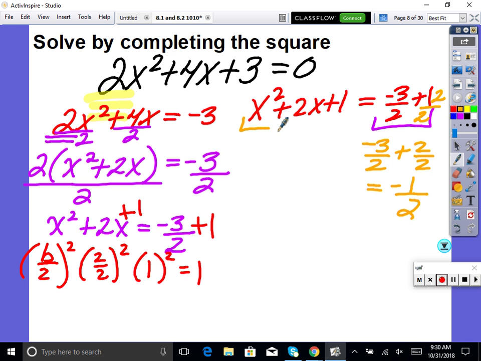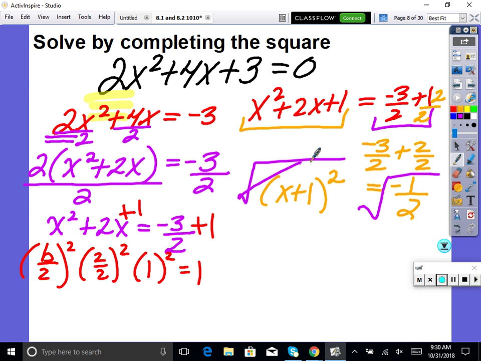What would this side factor to be? So this side is x plus 1 squared. So we have x plus 1 squared equals negative 1 half, and now it's not too bad. The hardest part is being able to simplify a stinking radical correctly. So what would be my next step at this point? Square root it. So then root cancels out with power. So we have x plus 1 equals plus and minus.